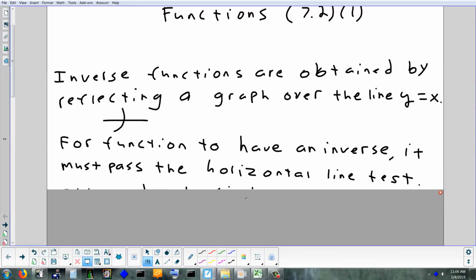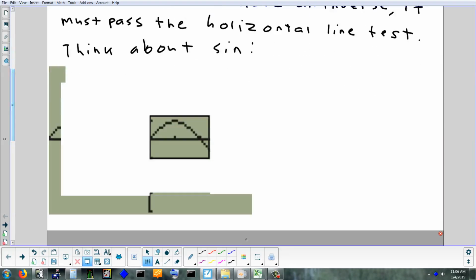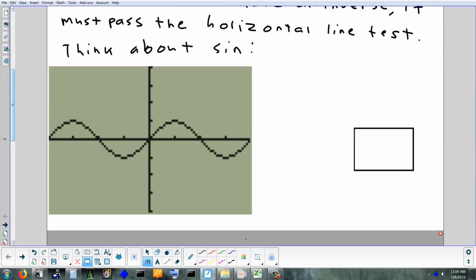All right? So let's think about the sine function for a minute. Here's your sine function. Does that pass the horizontal line test? No. A horizontal line hits the sine function a bunch of times. That's a problem. If a horizontal line hits it more than once, it fails the horizontal line test, which means you don't have an inverse. So there's your sine function again.